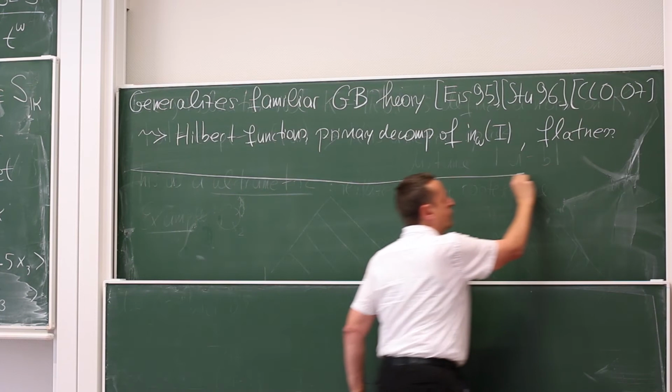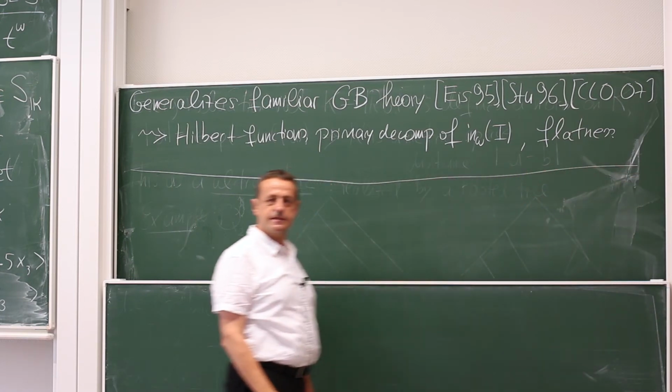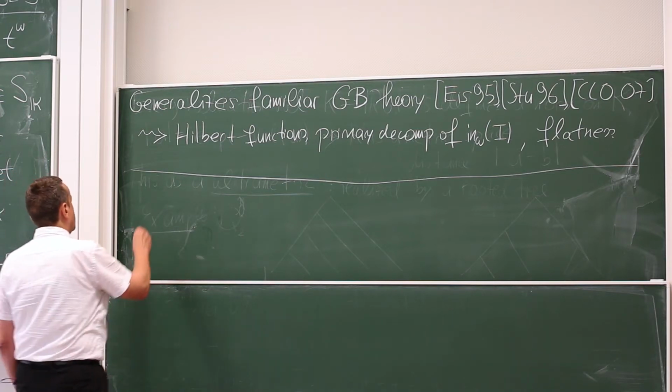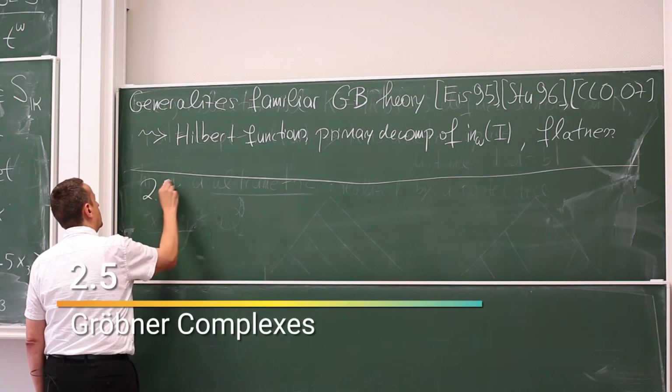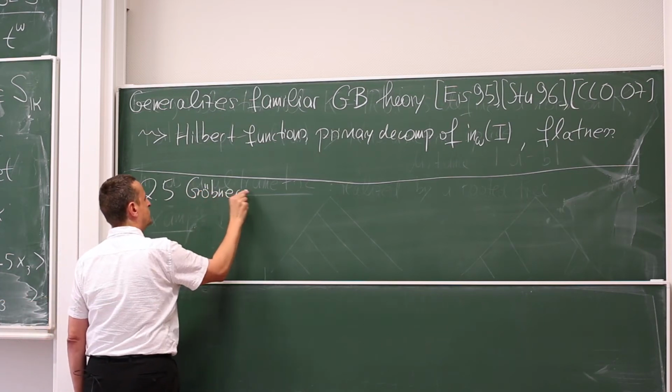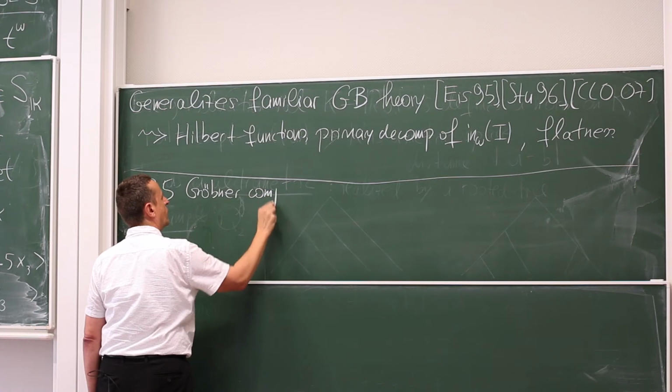So that was 2.4, Gröbner bases. It gives you the definition of a Gröbner basis. It talks about initial forms and initial ideals. And the novelty here is that it's the valuation that drives the ordering. Now, getting more into polyhedral geometry, let's talk about Gröbner complexes.